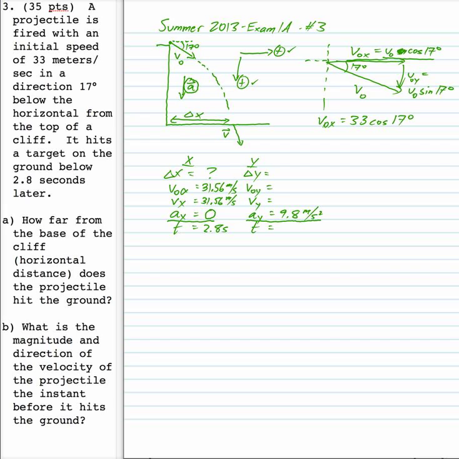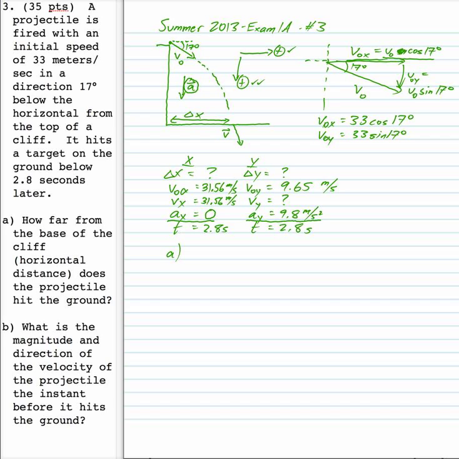Looking over at the y, we don't know delta y, how far it falls. We know V0y from up here is 33 sine 17, which is 9.65 meters per second. Again, that's positive because we've made down positive. Vy is not known. It's the final velocity the instant before it hits the ground, and time of flight is 2.8 seconds. Alright, so let's do part A.